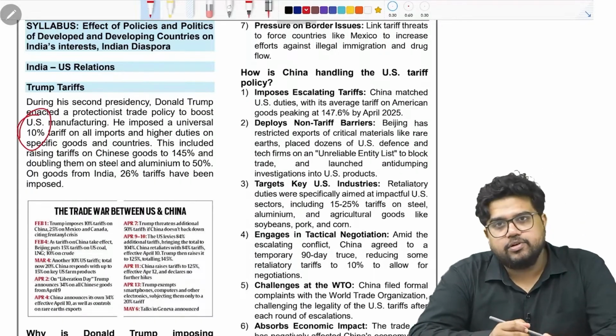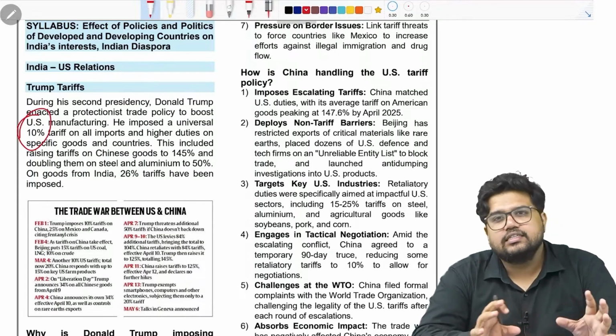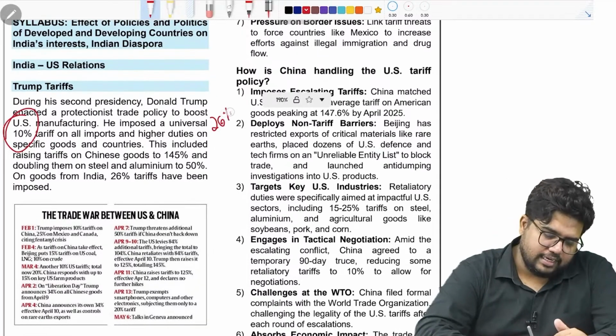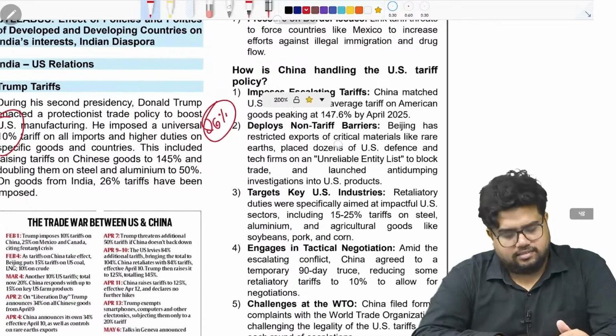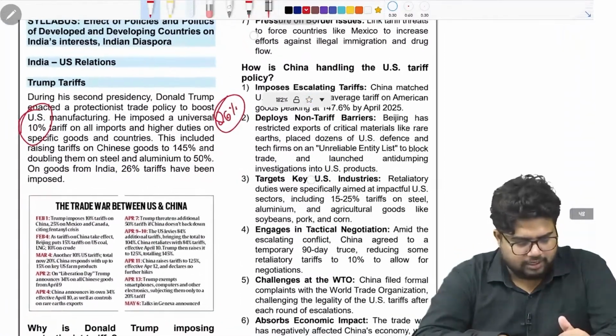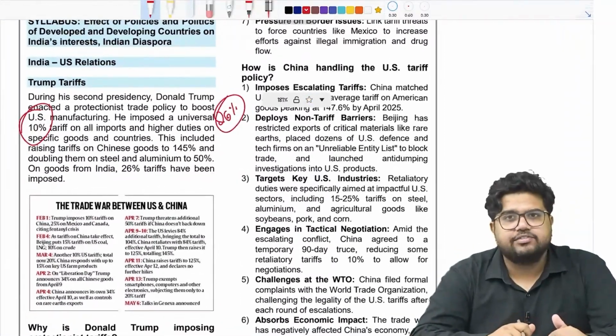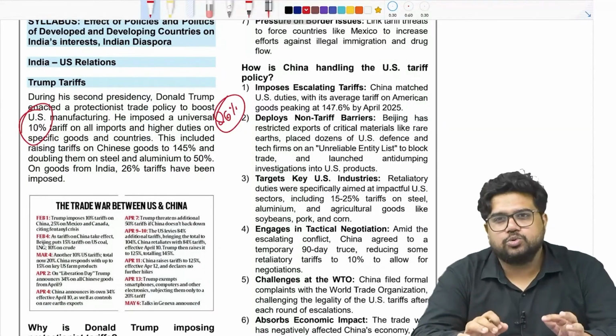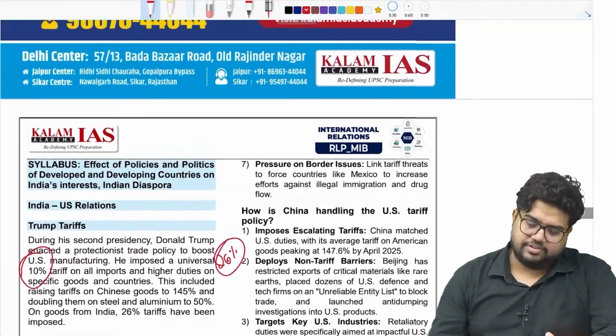A 10% floor tariff will be there, and depending on the countries, there are different tariff rates. What India got is 26%. China started retaliatory tariffs against Trump's policy, and both have escalated to 200+% tariff rates.